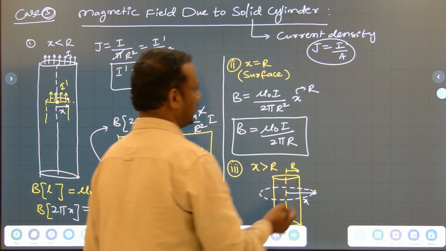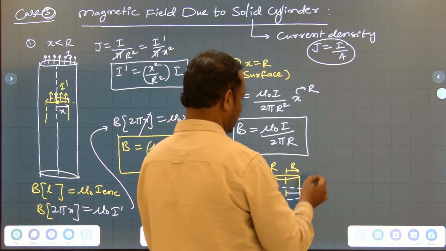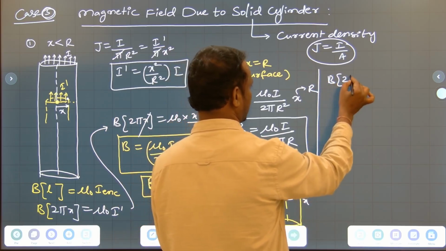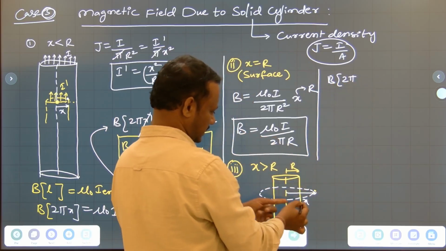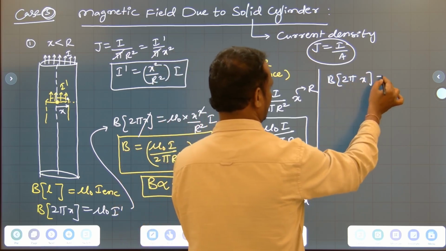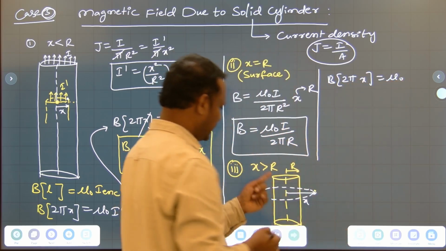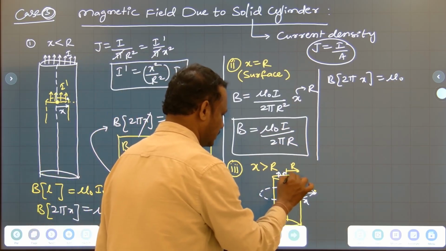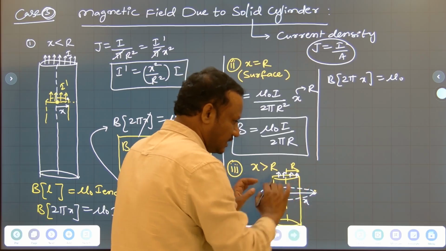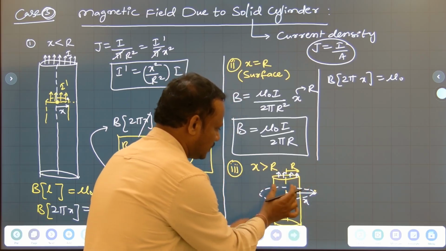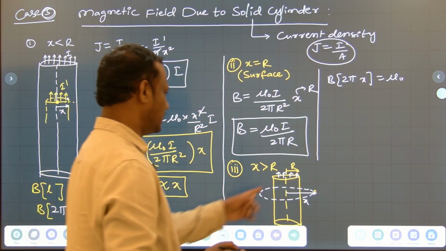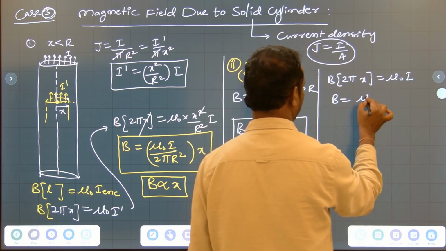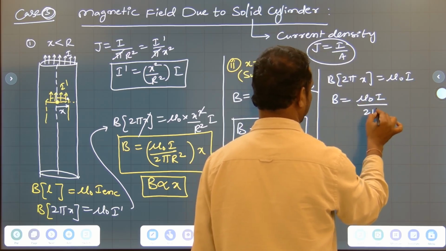So how do you write the formula? B into 2 pi X is equal to mu naught times I. What is the current enclosed here? I only, because this total is the surface, and this is one portion, so the current it carries is I. So B is equal to mu naught I by 2 pi X.